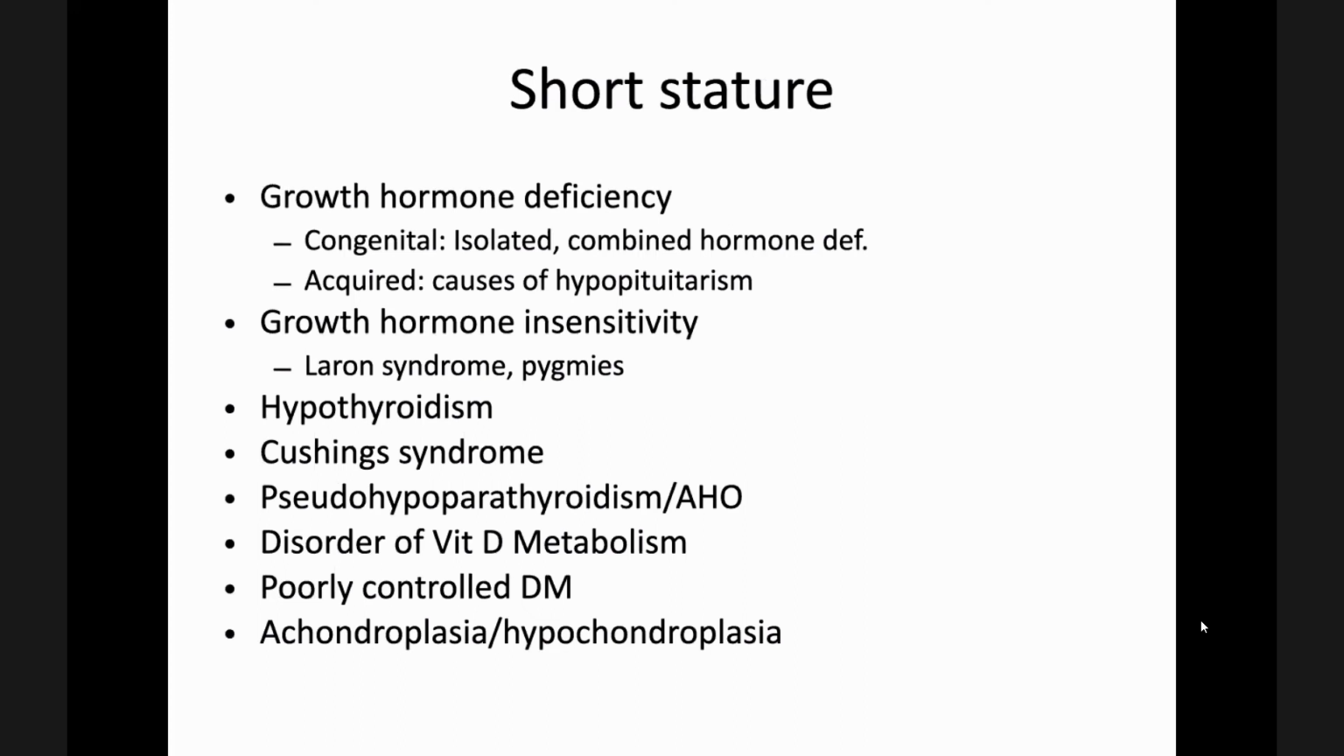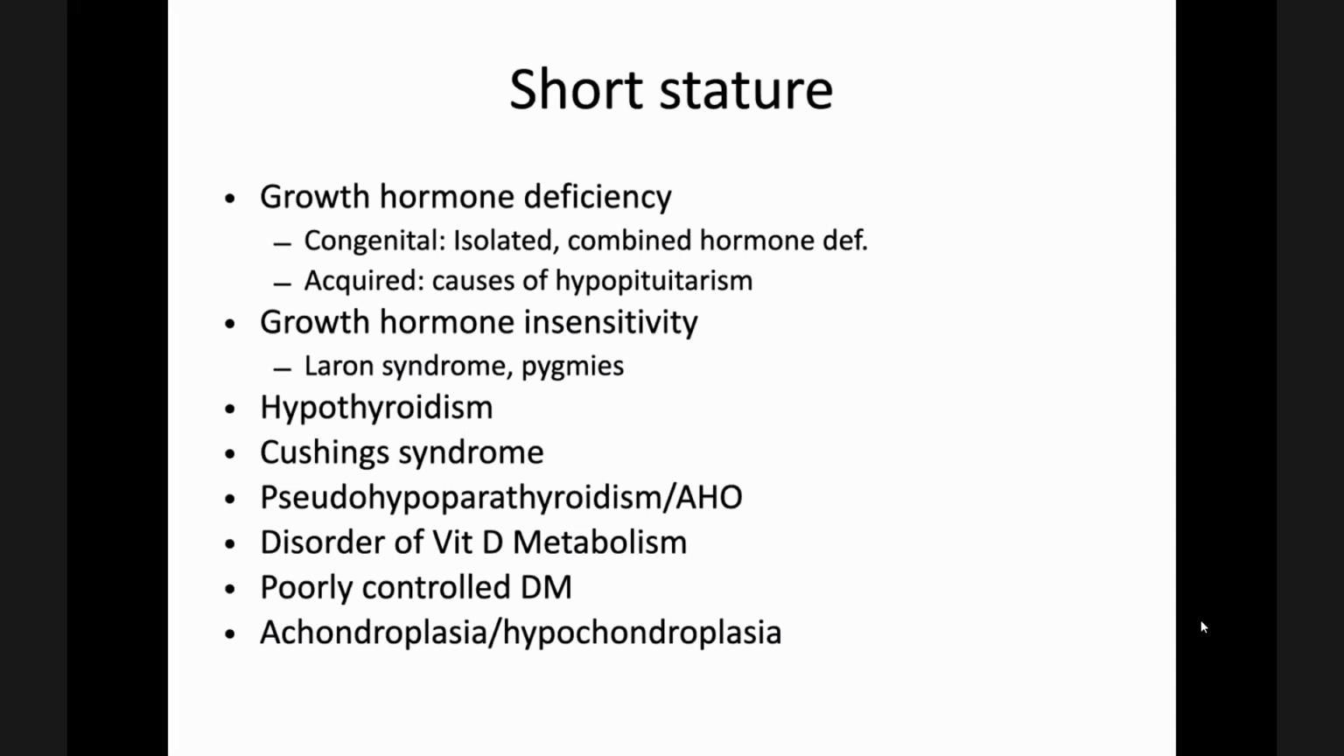Another is hypothyroidism. A patient may present with short stature when there is thyroid dysfunction before puberty, like cretinism. Cushing syndrome, patient may present with short stature. Pseudohypoparathyroidism, we may talk later in the parathyroid related disorders, and disorders of vitamin D metabolism that we call rickets can present with short stature. Poorly controlled diabetes mellitus, that we call Mauriac syndrome, and achondroplasia, hypochondroplasia.